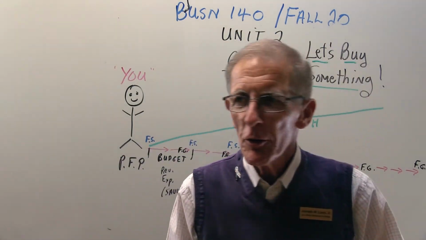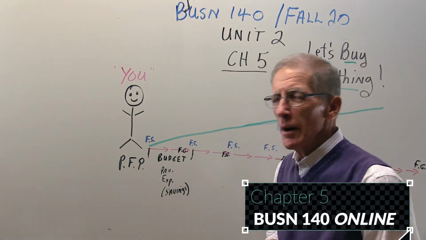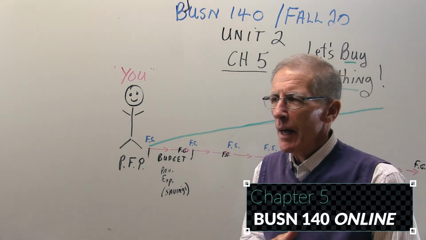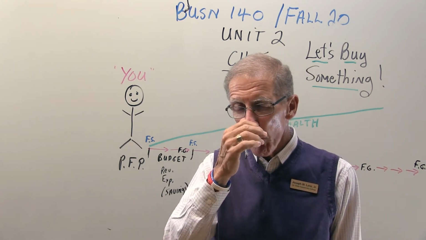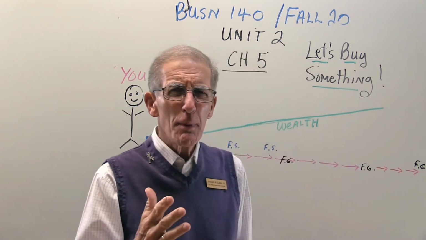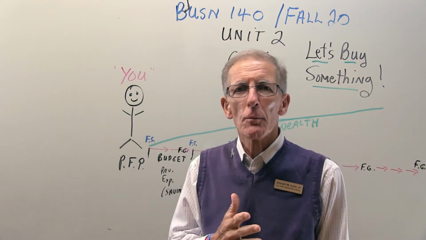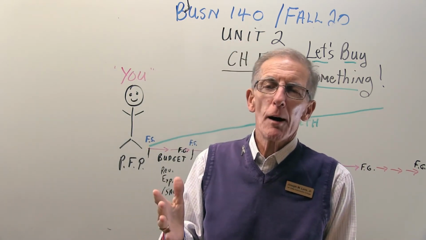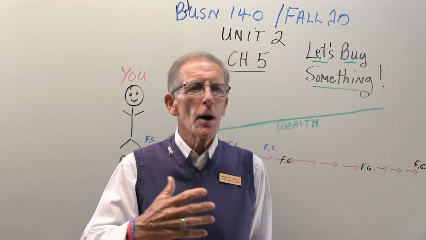Welcome to Business 140, Personal Financial Planning, Unit 2, Chapter 5. Well, we have finished Unit 1. We've done Chapters 1, 2, 3, and 4. We've done our first mini assignment, which was our financial goals, and we've taken test number 1. So we're 25% of the way through. Hope you're doing well with the course.